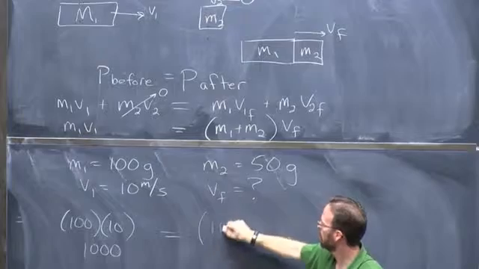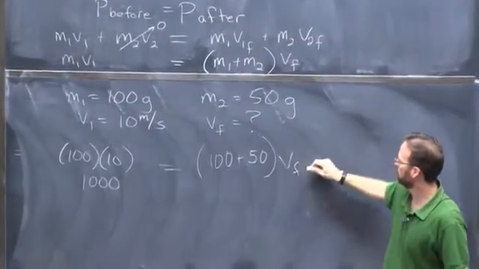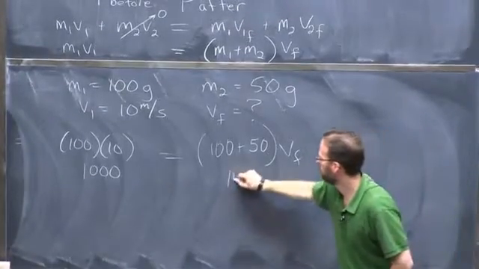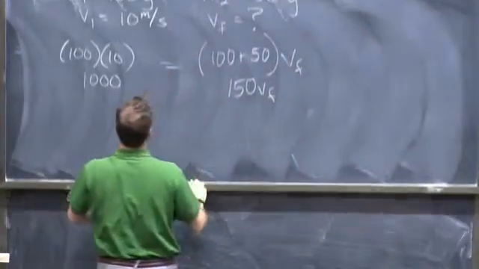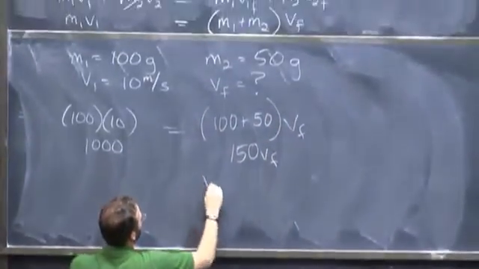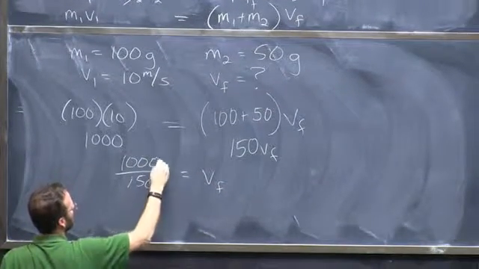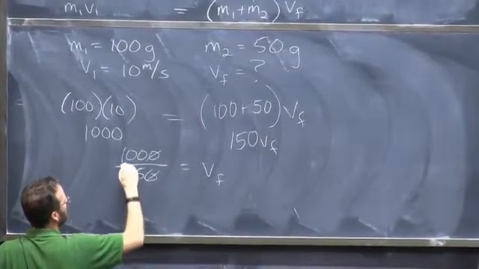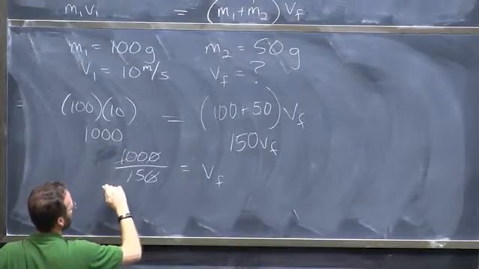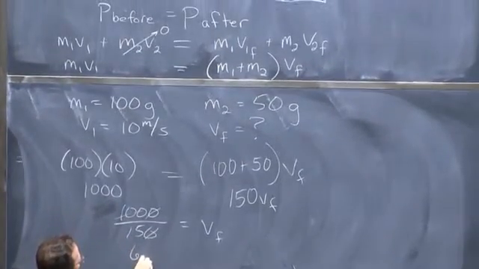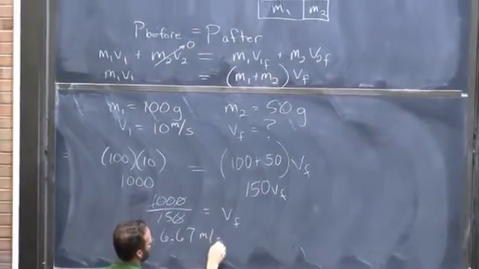Afterwards, we have 100 grams plus 50 grams moving at something. That's what we don't know. So 150 VF. So VF is 1,000 divided by 150. Factor of 10. Factor 2, 50. No, 15 goes into 100. Meters per second.